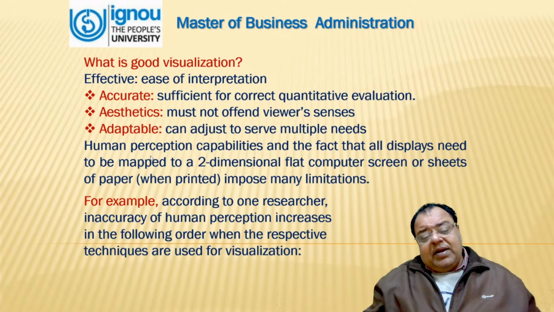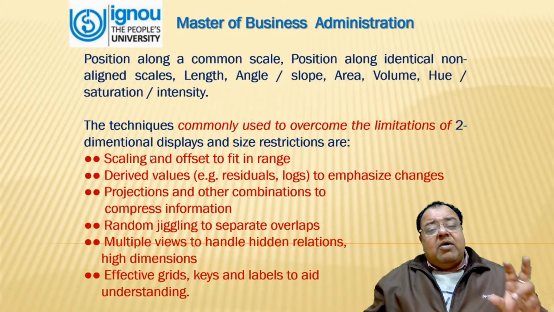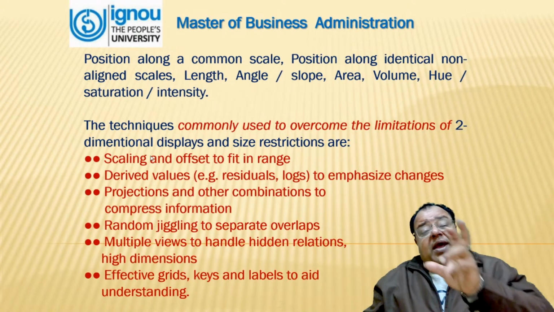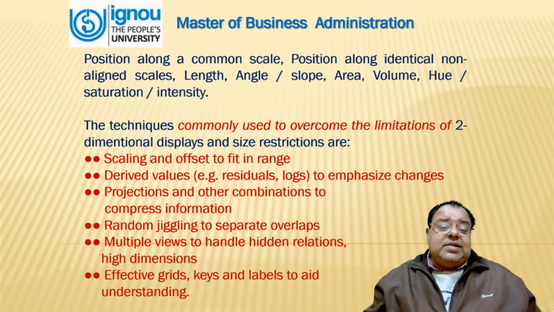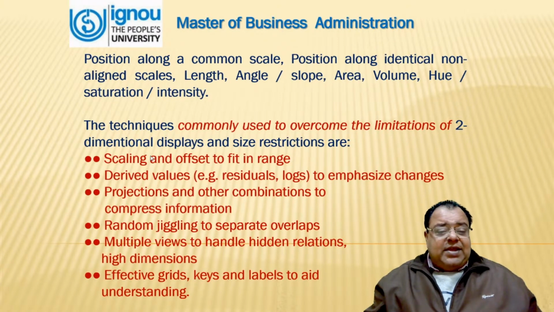For example, according to one researcher, inaccuracy of human perception increases in the following order when the respective techniques are used for visualization: positioning along a common scale, positioning along identical non-aligned scales, length, angle, slope, area, volume, hue, saturation, intensity. These are the areas.